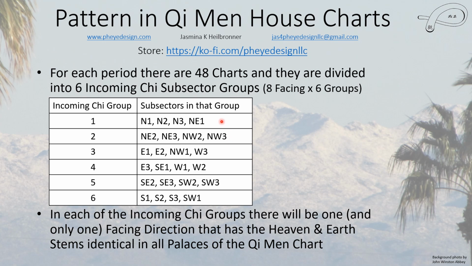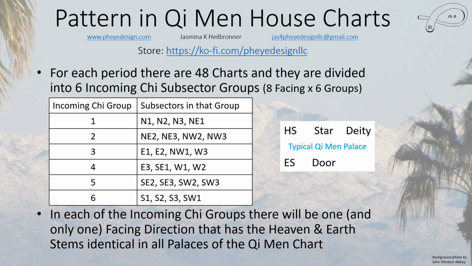So we have 9 different periods where we have the incoming chi group, and there'll be only one that will have a heaven and earth stem being identical in all palaces of that chart. And that's true for each one of the periods. I think this will be a little clearer in a bit.